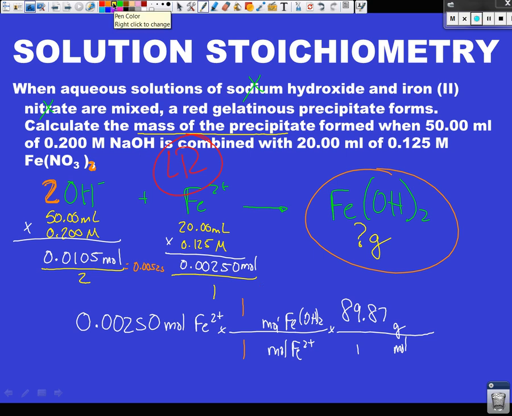Chance, you got an answer? Pause before you say it. How many significant figures must your answer be? 3. Because if you look at your volumes, they're both 4, but we only need 3. Go ahead. Yes, the least number of significant figures. So 0.225 grams of iron 2 hydroxide. Solid.